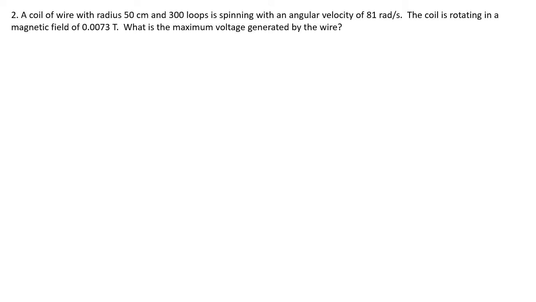So in this case, what we're going to use is V equals omega, so angular velocity, times N B A, where N is the number of loops in the wire, B is the magnetic field it's spinning in, and A is the area of those loops of wire. This equation also has a sine omega t that we are not going to use in this part. Cross that off. This is to find the voltage at a given time in the wire. We're just looking for the max. So when you're looking for the max, you do not use that part of it.